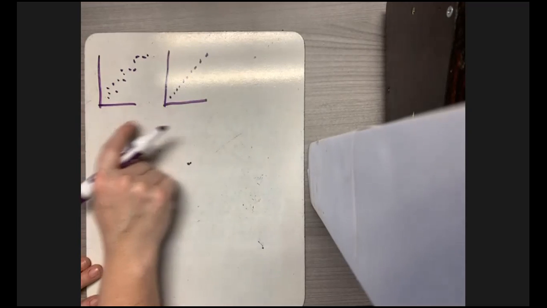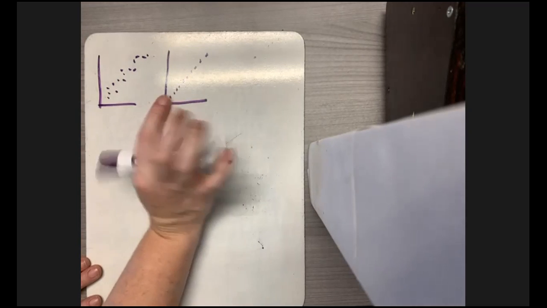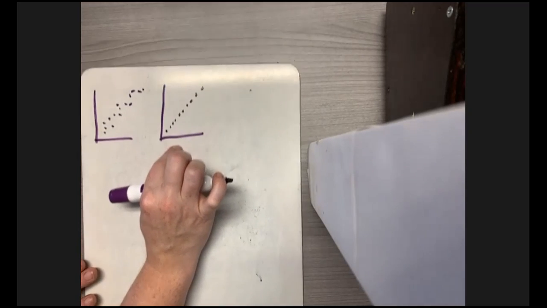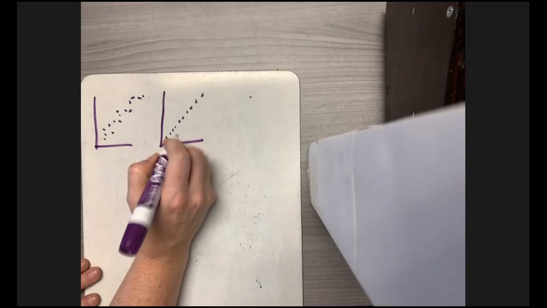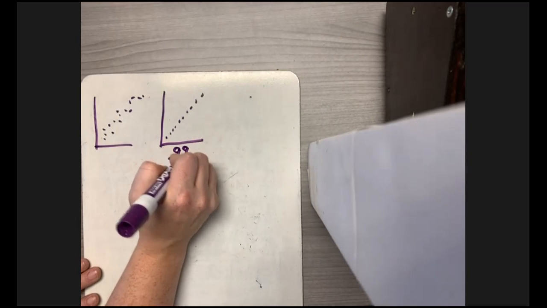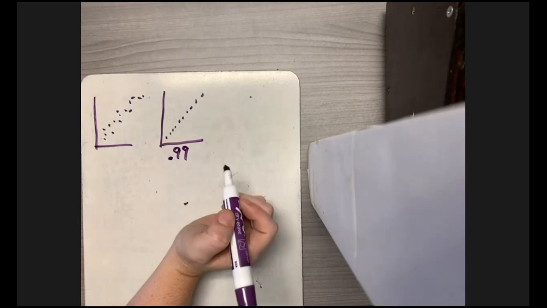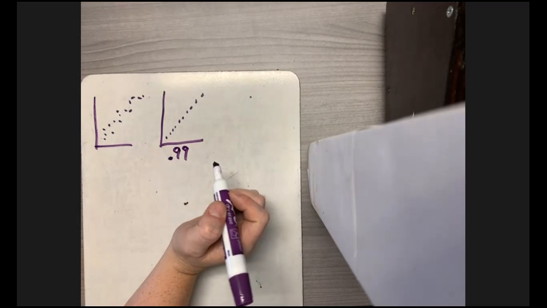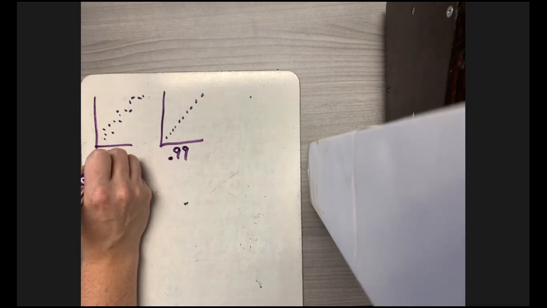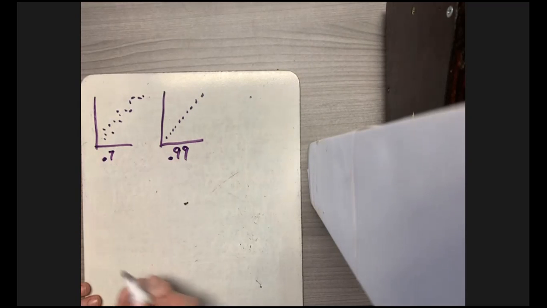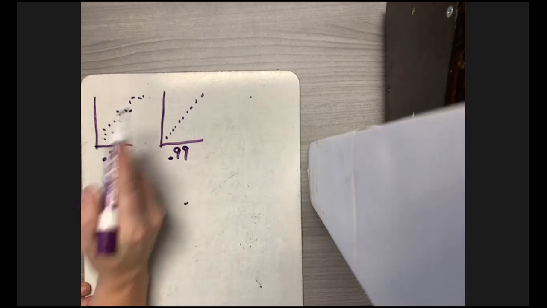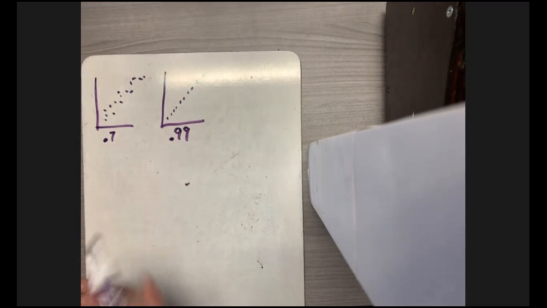Okay. So both of these would have positive association. This one's correlation coefficient is probably going to be something like 0.99. Okay, it's really strong because that's almost exactly in a straight line. If it was a 1, it would be perfect. Now, this one may be something like a 0.7. Okay, there's a pretty good straight line going through there, and I can kind of see what's going on.